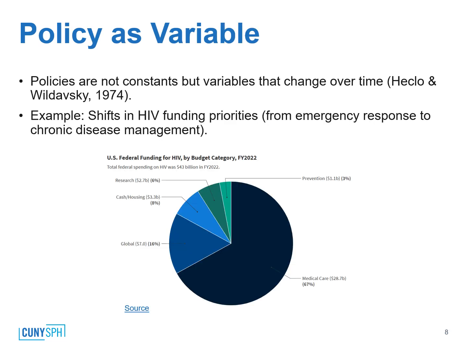It's important to think of policy not as a constant, but as a variable itself. Policies shift over time in response to evidence, politics, and conflict or context. And with HIV as an example, funding priorities have evolved from emergency response in the 1980s and 1990s to long-term management today, showing that this fluidity is why policy analysis is so critical. Analysts help navigate shifting priorities and contexts.